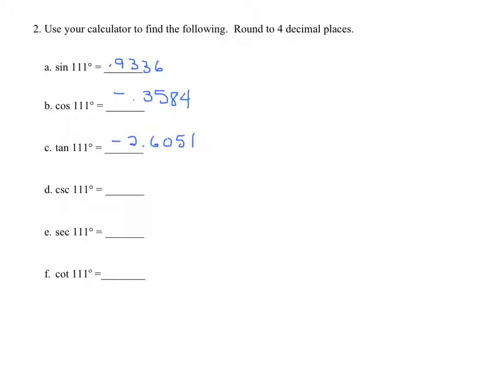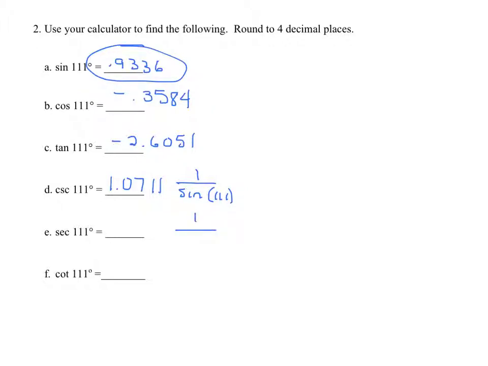Okay, cosecant, again, I'm going to remind you, you're going to use 1 divided by the sine of 111 to get that. So it's 1.0711 rounded to 4 decimal places. Now you might be saying to yourself, well, can't I just use this value? No, because it's rounded. So you want to always put it in there as the exact value to begin with and then have the calculator do the calculation with that.